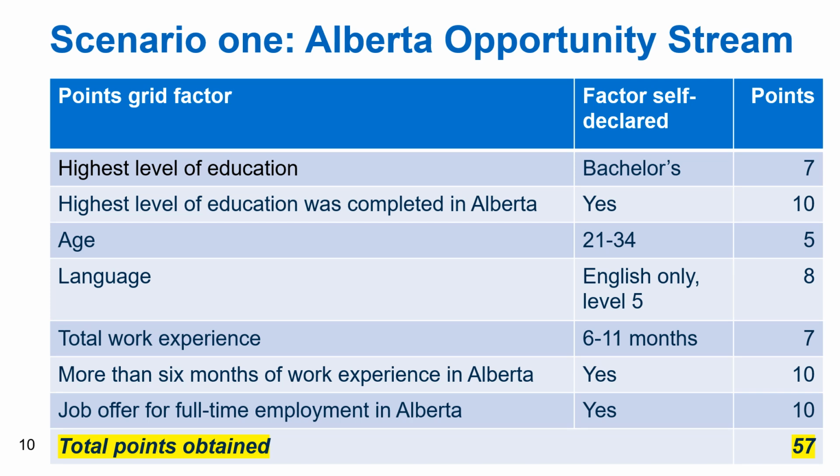In this scenario, AAIP may invite this individual to apply through a draw targeting prospective applicants using instructions that may include factors such as a minimum of 55 total points from their expression of interest, a job offer for full-time employment in Alberta, total work experience of 6 months or more, education in Alberta, work experience of 6 months or more in Alberta, and a valid eligible work permit type. In this case, the individual would receive an invitation to apply.